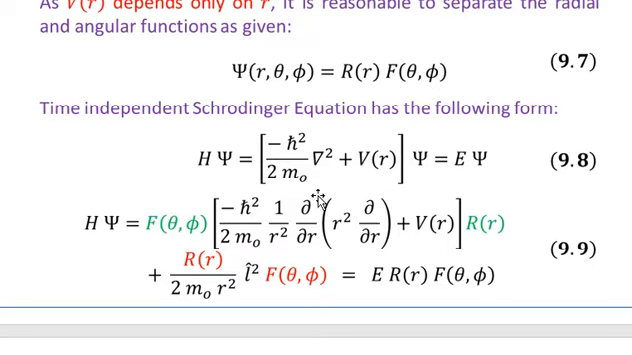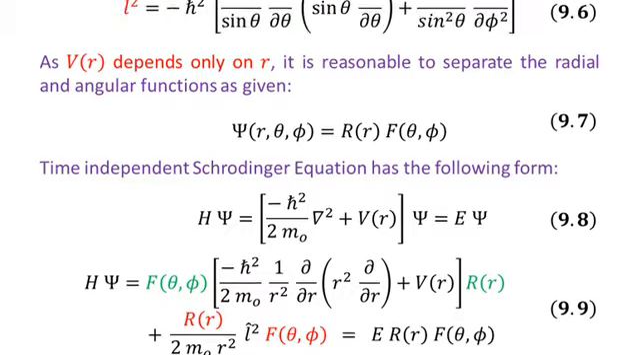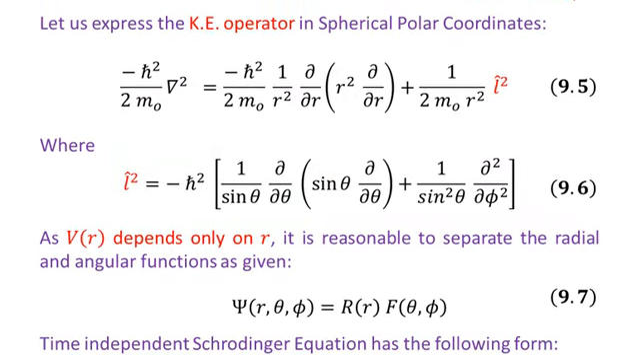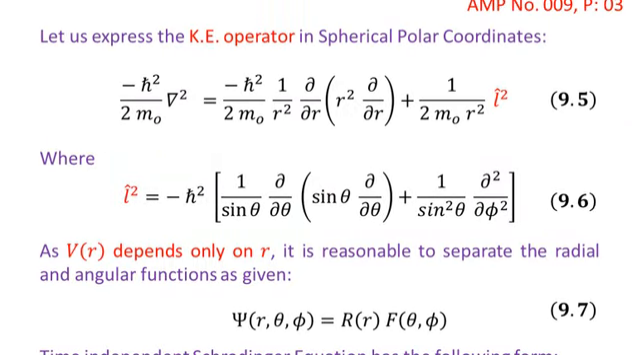So the kinetic energy is represented in its operator form, which is equal to minus h bar square over 2m naught times del square plus V of r. So V of r is the potential energy, and the minus h bar square over 2m naught del square is the kinetic energy. This kinetic energy expression has been given in equation numbers 9.5 and 9.6. So 9.5 and 9.6 give a complete description of the kinetic energy operator.